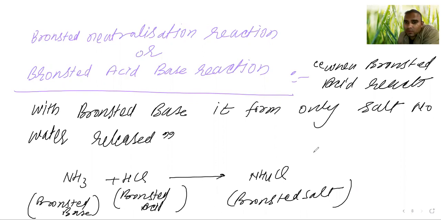So tomorrow we'll practice problems again. Tomorrow I will teach you Arrhenius, and then the problems will come. In a normal acid base reaction it will release water, but in the Bronsted case, it won't release water. In the Arrhenius case, it will release water, right?